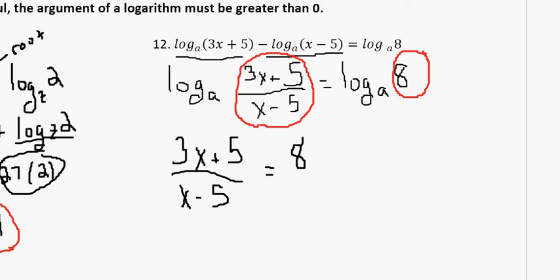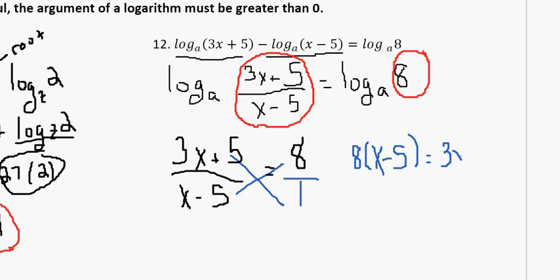And now there are several ways to solve this equation. In these types of instances, I prefer cross multiplication. I just put the 8 over 1 and I cross multiply. So I have 8 times x minus 5 equals 3x plus 5 times 1.